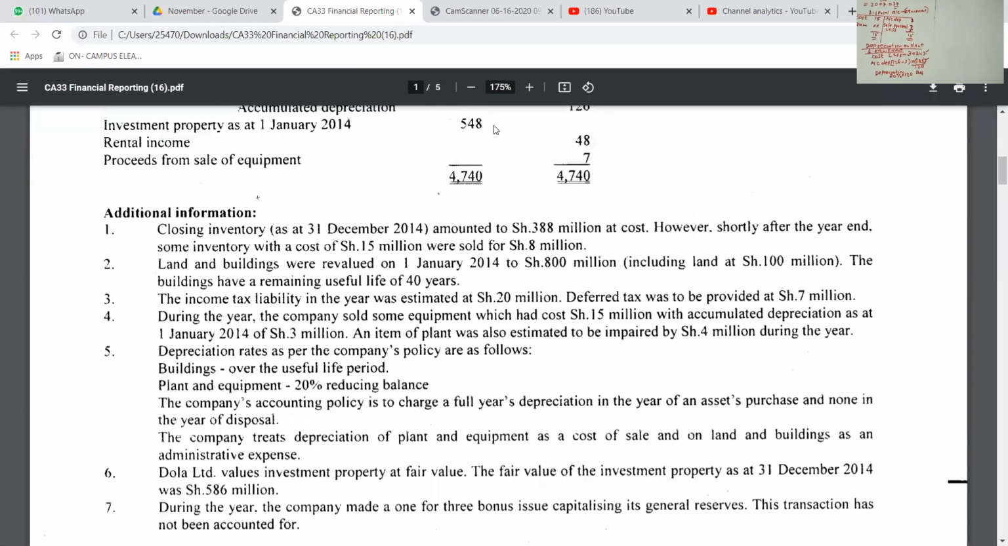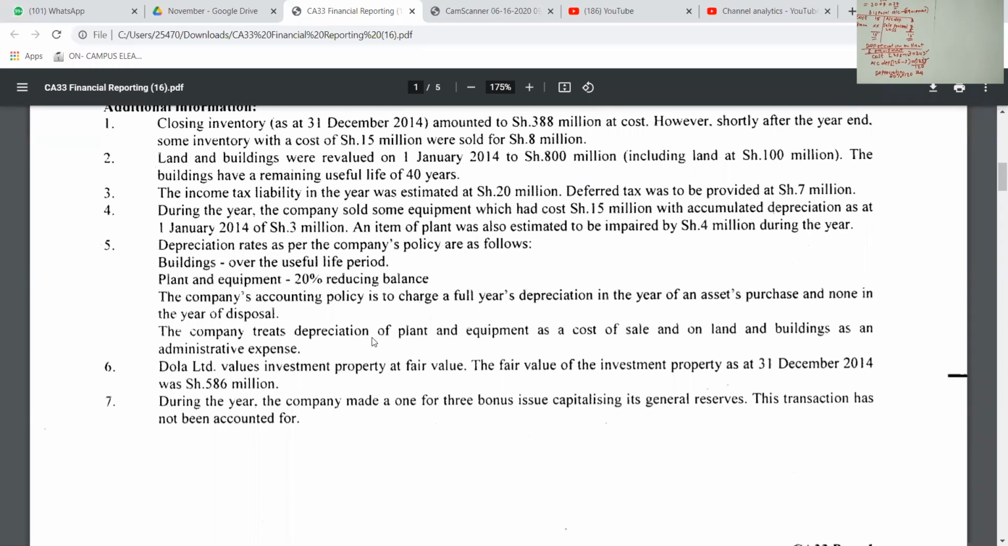Which means that it increased from 548, because the investment property in this trial balance is 548. It was increased to 586. So 586 minus 548, that is 38. So 38 is a normal income: increase in fair value of investment property.